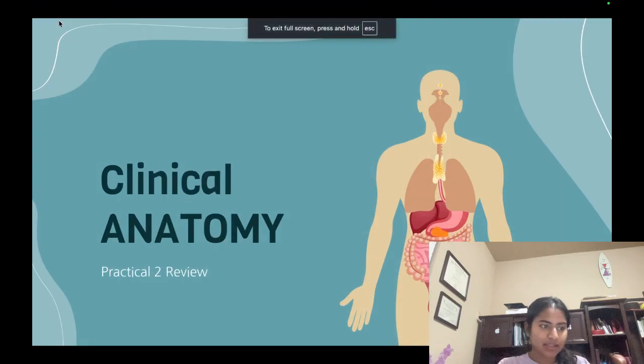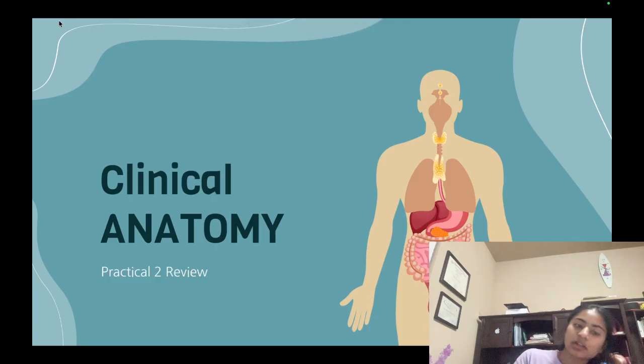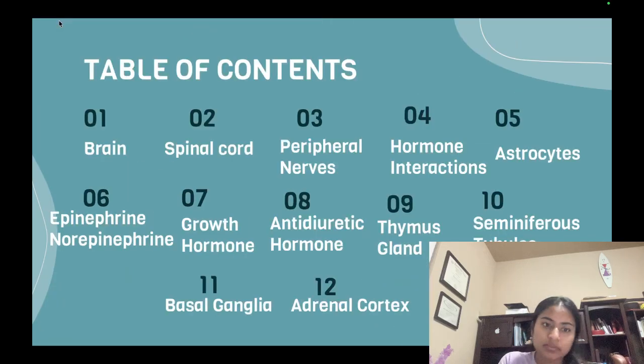Hello. So my name is Anne. Today we're doing the extra credit presentation covering the topics that we covered in Practical 2. And so here's just a little quick table of contents of what I'll be going through. I'll be talking about the major brain regions we covered in class, as well as the endocrine topics. So let's just get into it.